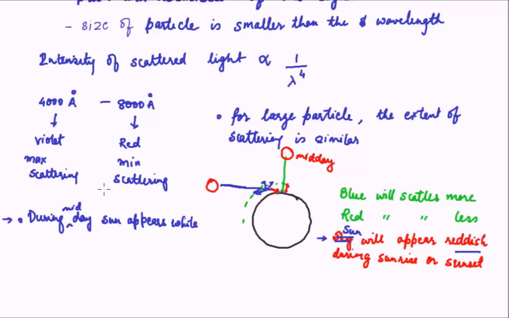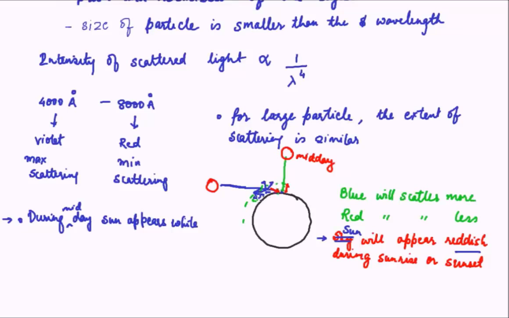Let me write it here. During day, the sun appears white, and this redness is mainly during sunrise or sunset. Mainly the sun and the surrounding area of the sun will appear reddish, not the whole sky, I mean. Okay, so this is one phenomenon during sunrise and sunset. This is the phenomenon during midday. Let me write midday.